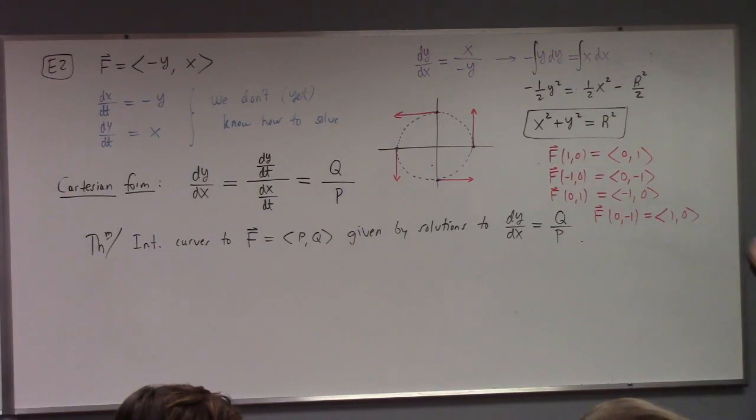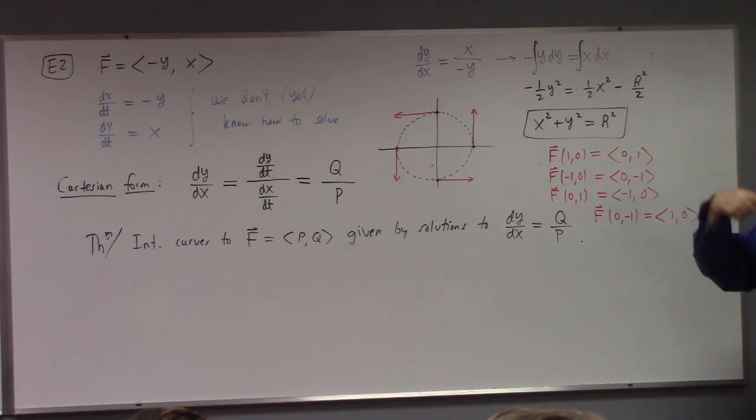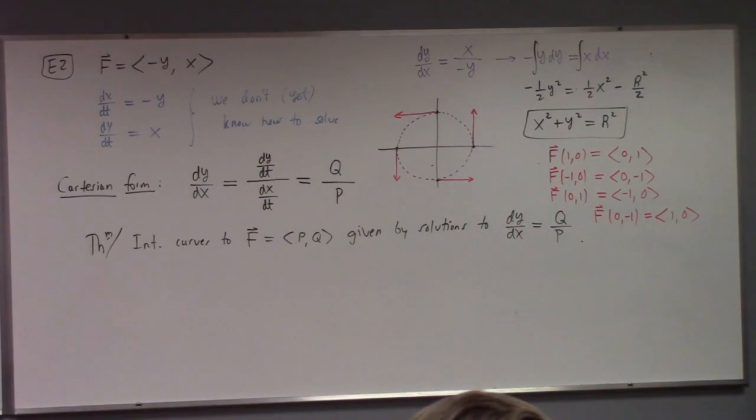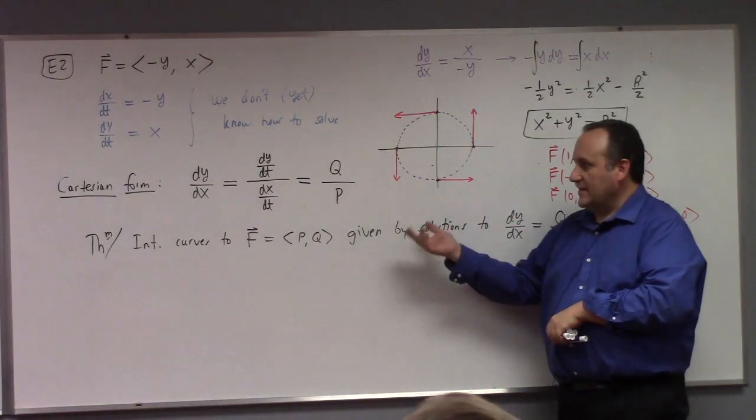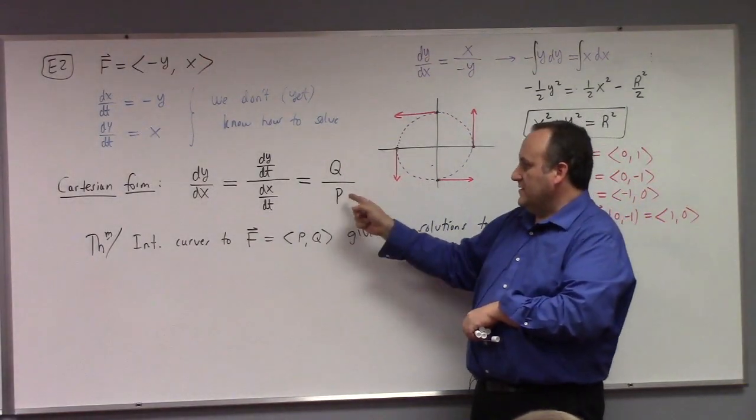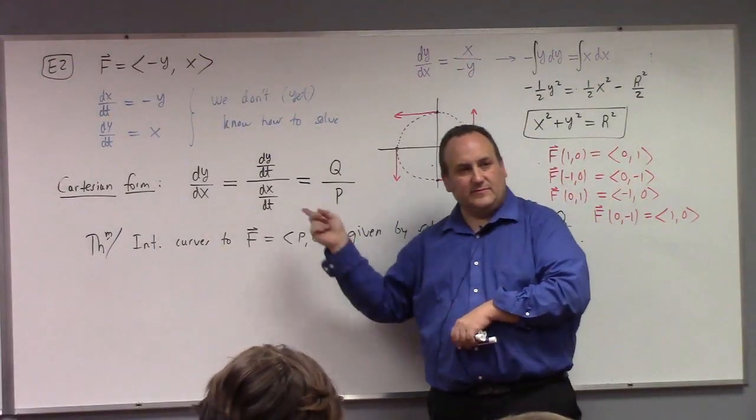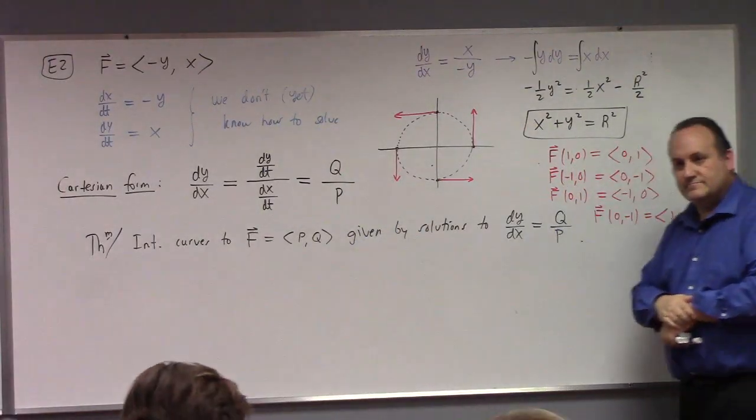Now it turns out that system of differential equations you can solve, the solutions are like sines and cosines, which are actually the parameterizations of that circle. We'll get back to that eventually, but at the moment you can find integral curves. You simply take the ratio of the y component to the x component and solve dy dx equal to that. That gives you integral curves.